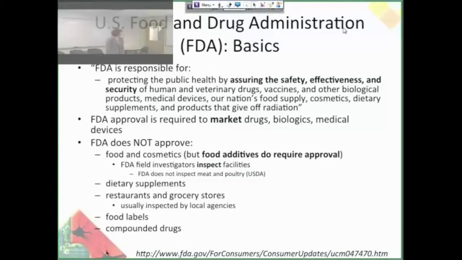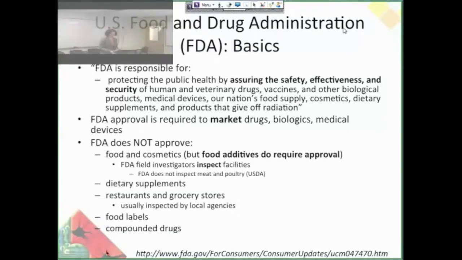And interestingly, they do not regulate compounded drugs. Compounded drugs are drugs that are mixed by smaller pharmaceutical companies specifically for a patient. So a physician might write a prescription for a patient-specific set of drugs because maybe they're sensitive to a certain preservative, so they can't have a brand name or a generic form of the drug. So a pharmacist will mix up another drug, and that's called compounding.